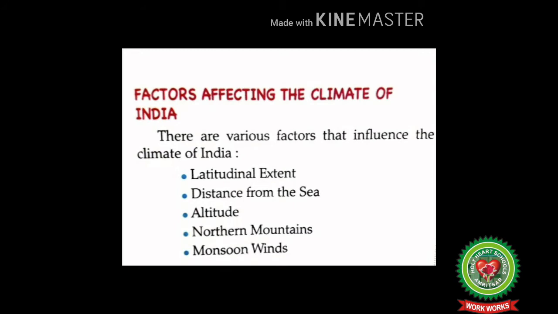There are various factors that influence the climate of India. Number 1 is latitudinal extent, number 2 distance from the sea, number 3 altitude, number 4 northern mountains, and the last, number 5, is monsoon winds. Students, as India experiences great variation in temperature and rainfall, these factors affect the climate of India. We will discuss one by one.